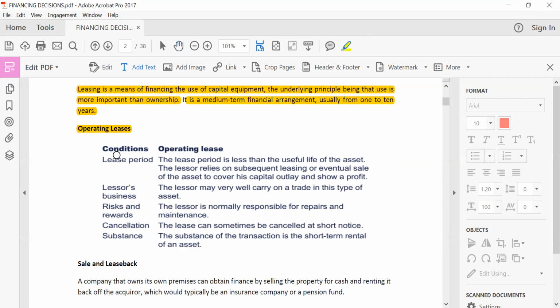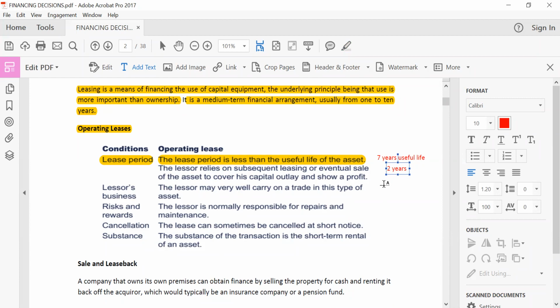Good. So some conditions. We can look at operating lease in the case of the lease period, right? In the case of an operating lease, we are saying that the lease period is less than the useful life of the asset. What are we trying to say here? For clarity's sake, if the asset has, let's say, 7 years useful life, the individual is going to use this asset based on the lease period, let's say 2 years. That is when it is an operating lease.